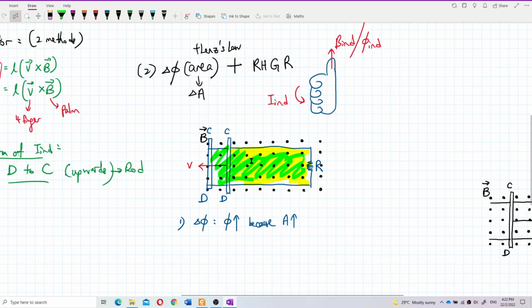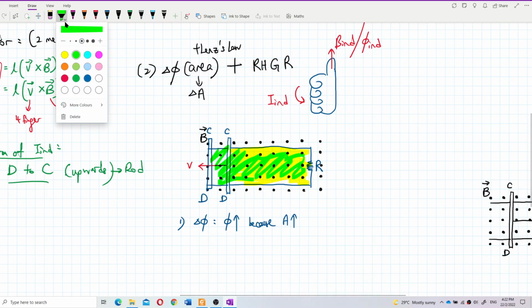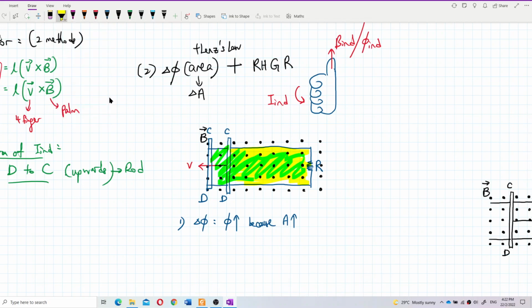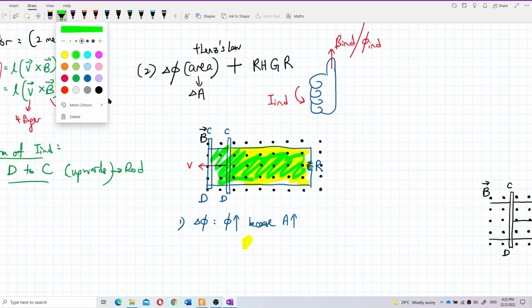You see, because it's from, you know, yellow become green.